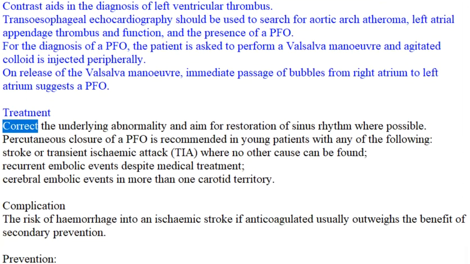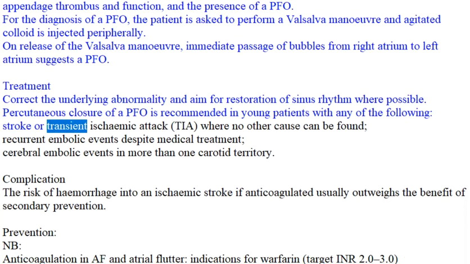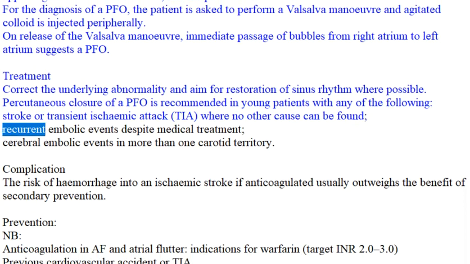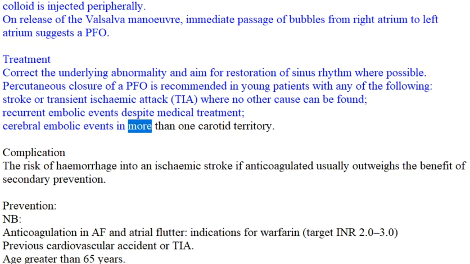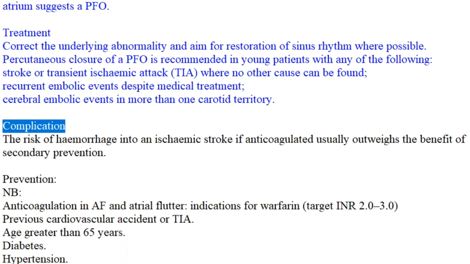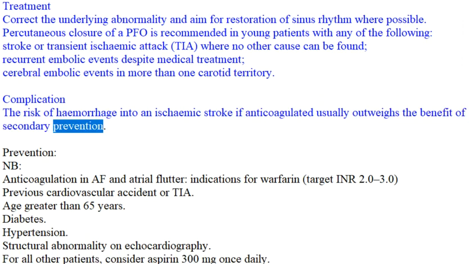Treatment. Correct the underlying abnormality and aim for restoration of sinus rhythm where possible. Percutaneous closure of a PFO is recommended in young patients with any of the following: stroke or transient ischemic attack, TIA, where no other cause can be found; recurrent embolic events despite medical treatment; cerebral embolic events in more than one carotid territory. Complication. The risk of hemorrhage into an ischemic stroke if anticoagulated usually outweighs the benefit of secondary prevention.